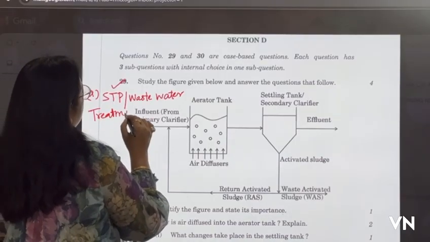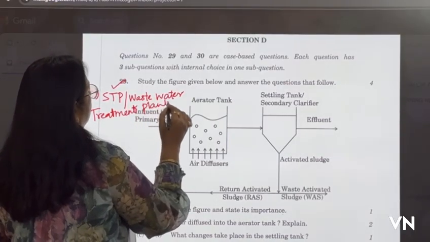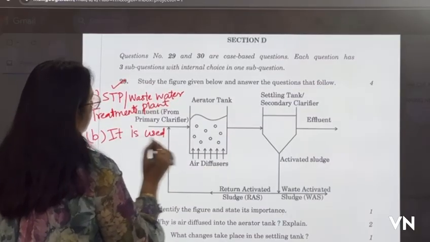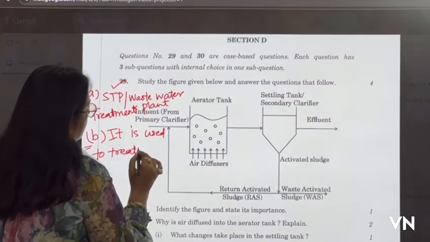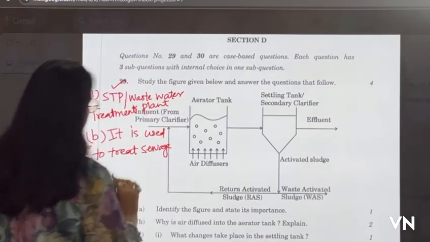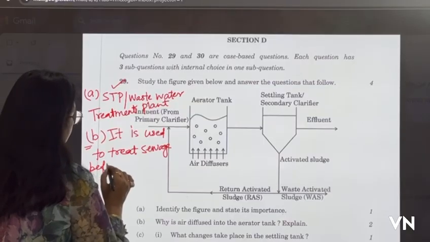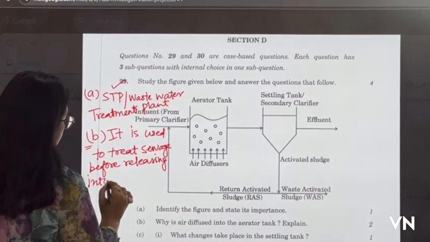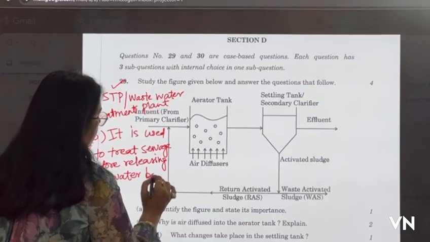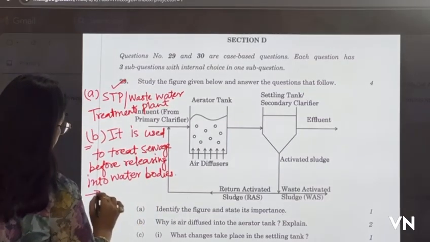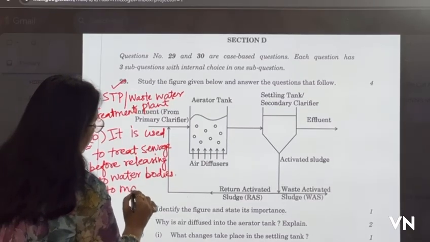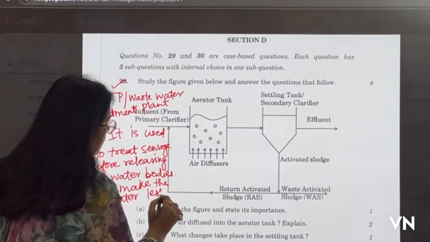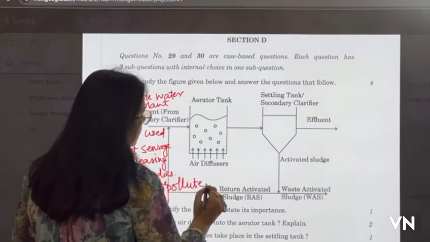Significance of this is, it is used to treat sewage before releasing into water bodies, to make the water less polluted. So this is the answer of this question.